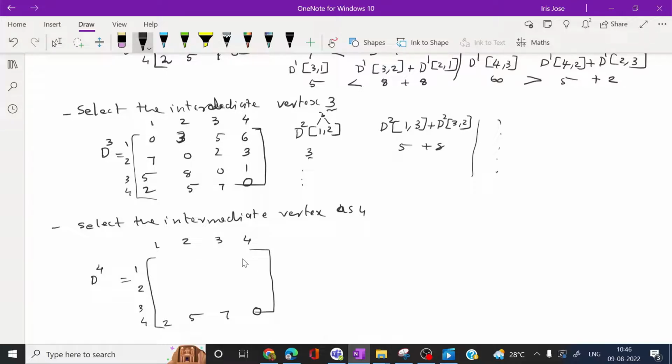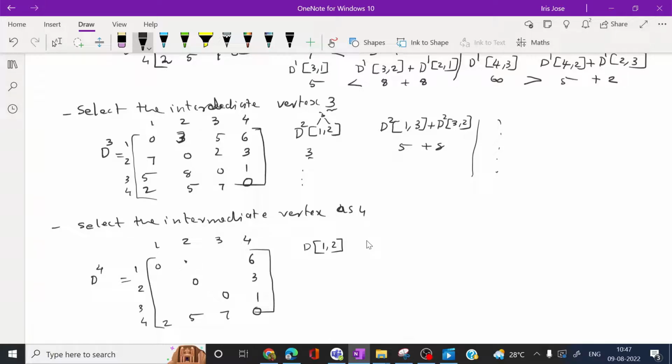Then the fourth column is 6, 3, 1, 0. All the remaining diagonal elements will be zeros. The remaining elements we need to find out. So first we will find out D. The same method, we will do the procedure in the same way.